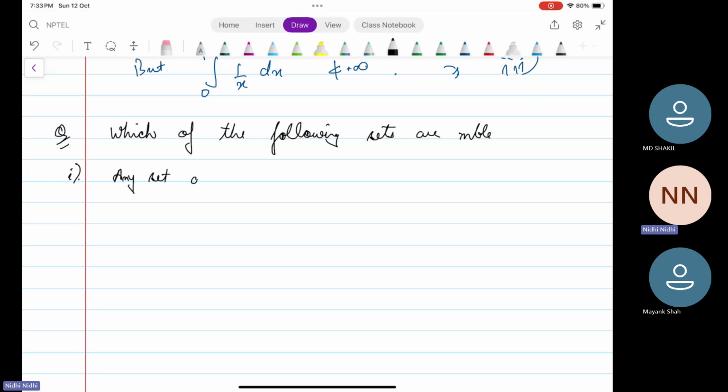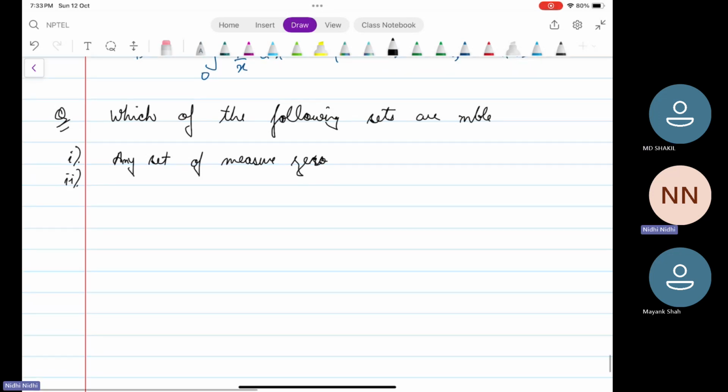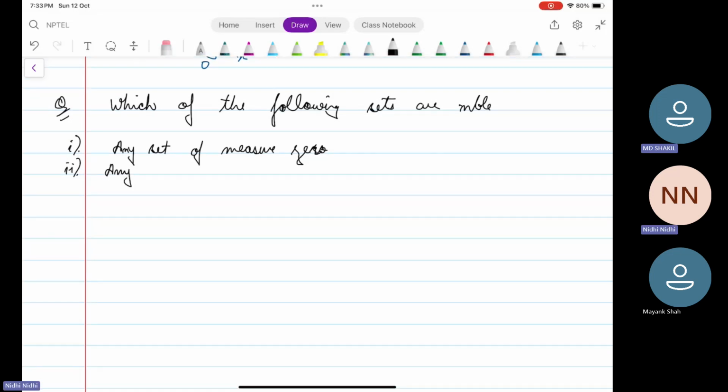Any set of measure 0. This is clearly, they are saying it has a measure. Then we have completeness of, what do you say, the property name of the property, completeness of a measure space.